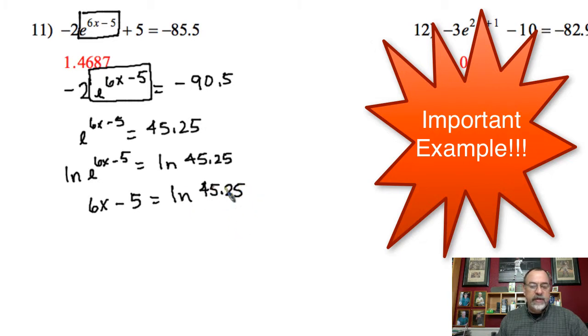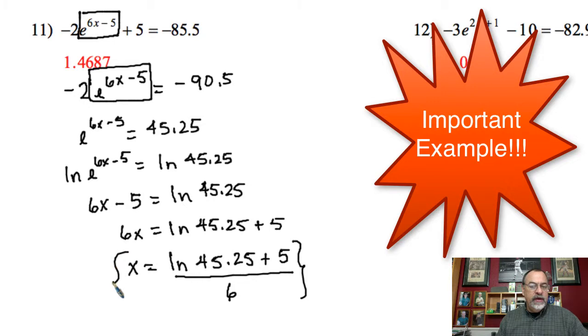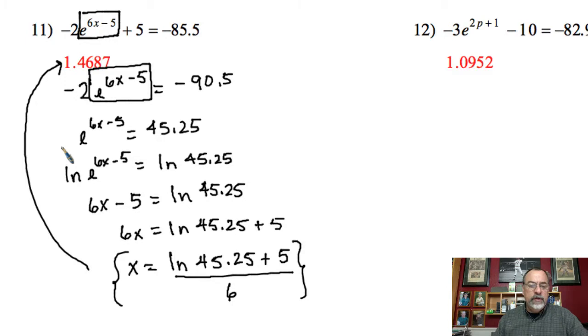And again, don't be calculating this here because it's going to be an estimated number. It's going to be off if we do it here. So now here's the term with the variable, so we're going to isolate that by adding 5. So the natural log of 45.25 is going to be added to by 5, and then we're going to divide this whole side by 6. So the natural log of 45.25, we're going to add 5 to it, and then we're going to divide by 6. So this would be my exact answer, and if we calculate that, that does come out to be this number here. Okay, let's go ahead and do number 12 over here.